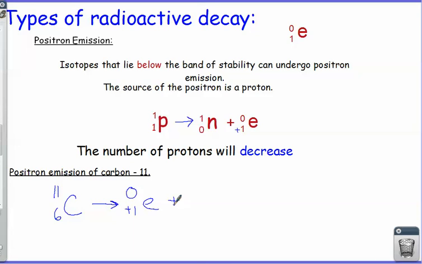And we're doing the same thing. What will happen, the mass will stay the same. The atomic number is going to change to 5, because 1 + 5 is 6. So in this example, it's going from carbon to boron. Boron has that atomic number of 5, which becomes much more stable compared to carbon-11.